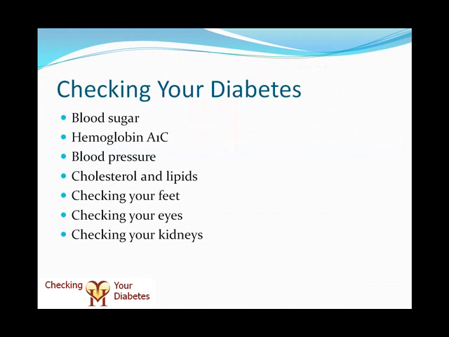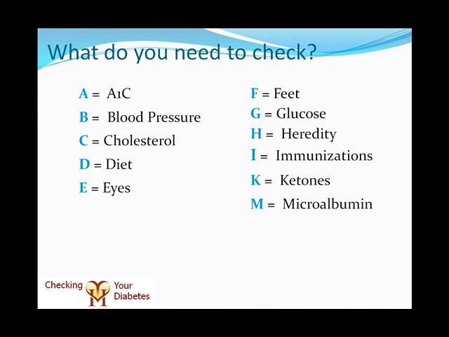Checking your diabetes includes checking your blood sugar, your hemoglobin A1C, your blood pressure, cholesterol and other lipids and lipoproteins, also checking your feet, your eyes, and your kidneys. So what do you need to check? Well, let's start with the alphabet.